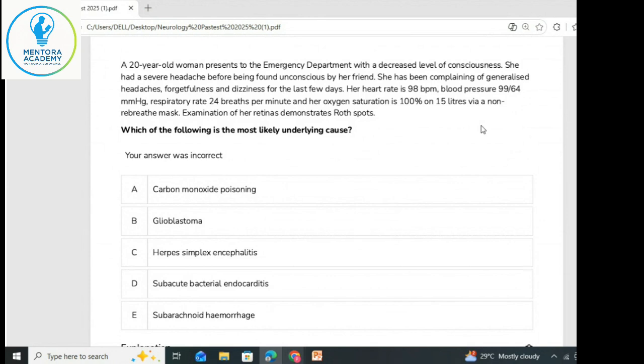A 20-year-old woman presents to emergency department with a decreased level of consciousness. She had a severe headache before being found unconscious by her friend.